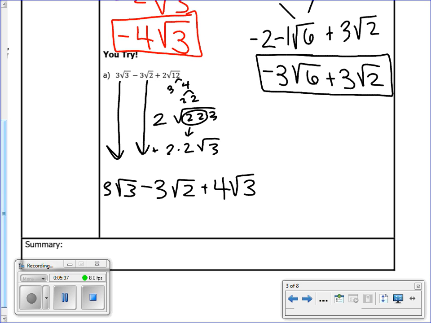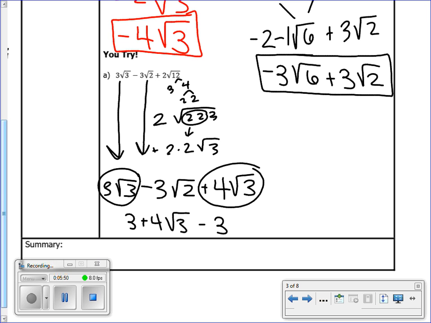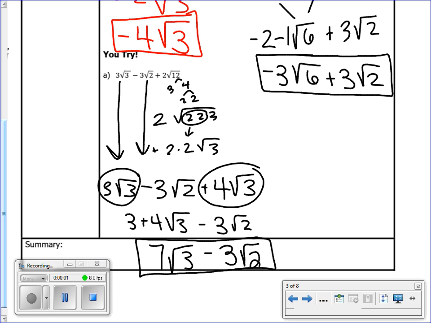Now we go to see what combines together. 3 square root 3 goes with 4 square root 3. And again, you're just adding the numbers in front. 3 plus 4 square root of 3 minus 3 square root of 2. 3 plus 4 is 7 square root 3 minus 3 square root 2. So that, ladies and gentlemen, is your final answer.